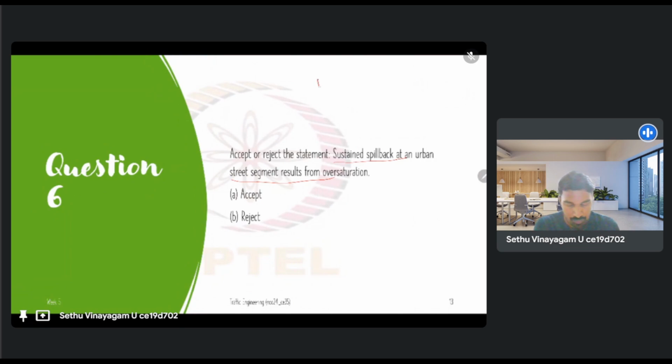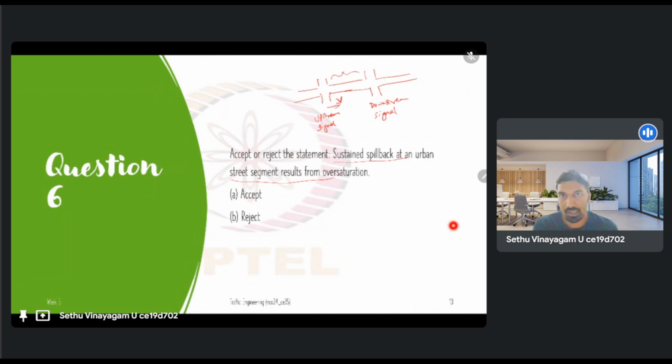So as we know, let's say we are analyzing this particular segment. We have an upstream signal and we have a downstream signal. When we are talking about spillback, what does it mean? From the upstream signal, some demand is coming into this segment.